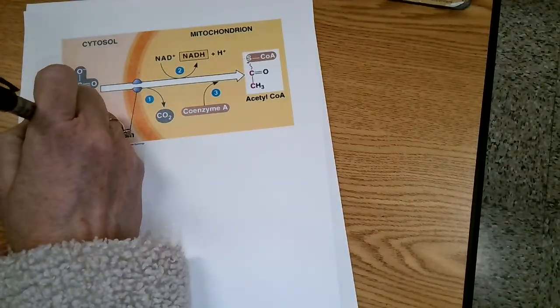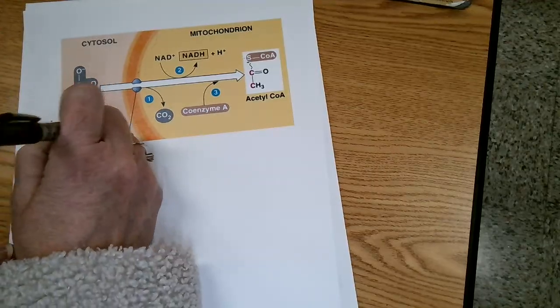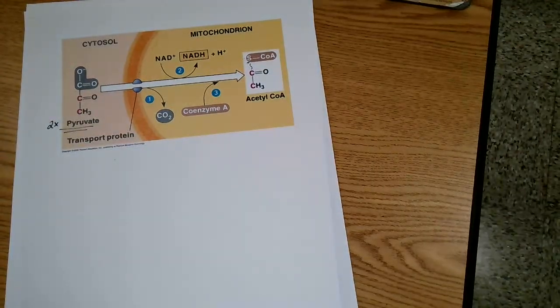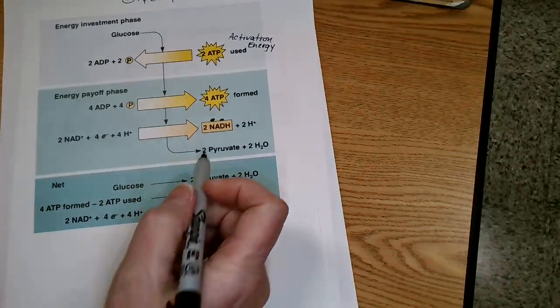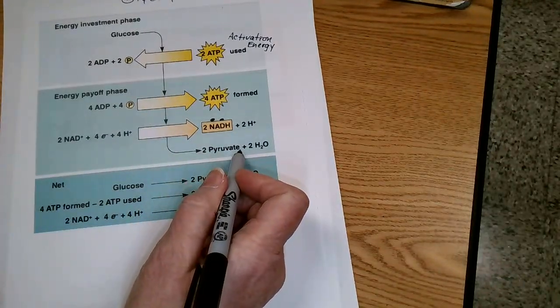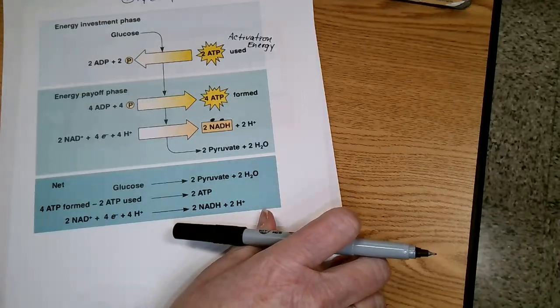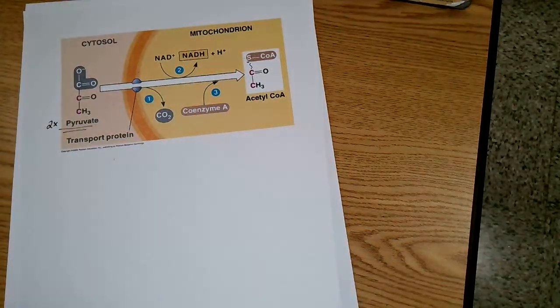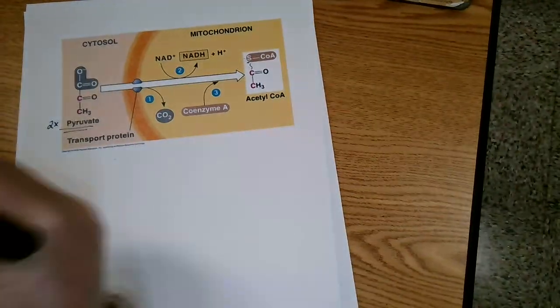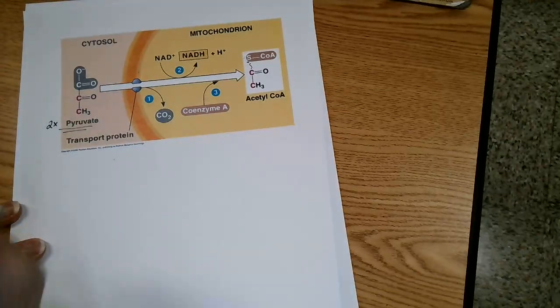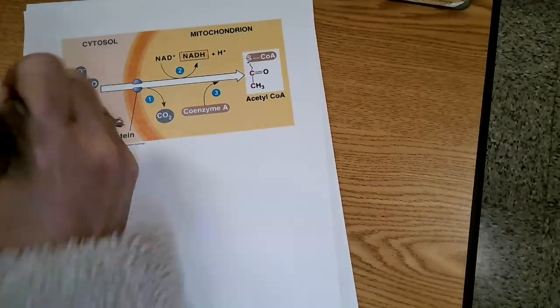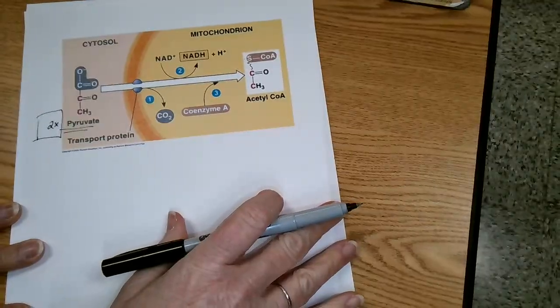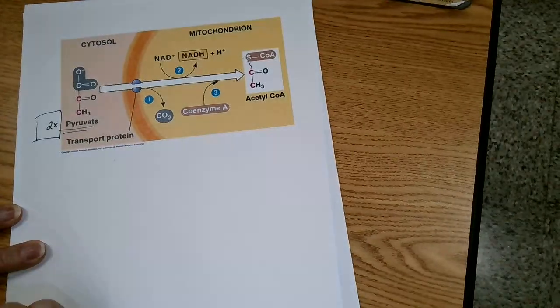Because we had 2 pyruvates formed. Let me bring back glycolysis and show you. 2 pyruvates were formed at the end of glycolysis. So each one is going to have to go through this. One through it and the other one through it. So anything we do times 2. This whole step is going to go twice because there were 2 pyruvates coming in.